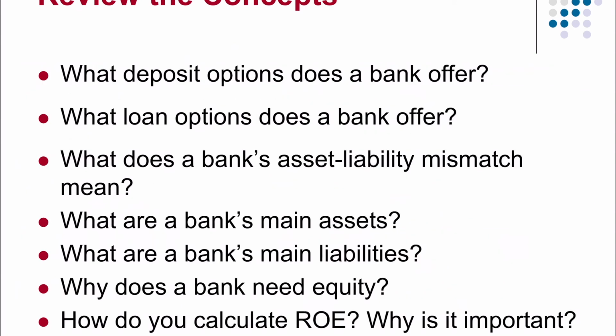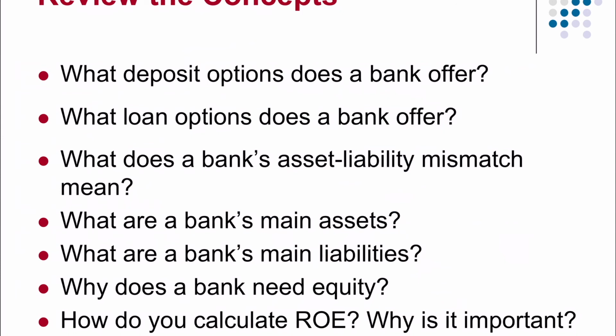So to wrap things up, reviewing the concepts, what deposit options does a bank offer? Well, we know that banks offer demand accounts, NOW accounts, MMDAs, and also savings, and then they also offer CDs. And what loan options does a bank offer? They have real estate, consumer loans, and also C&I loans. And then what does a bank's asset-liability mismatch mean? That simply means you have long-term assets being funded by short-term liabilities.